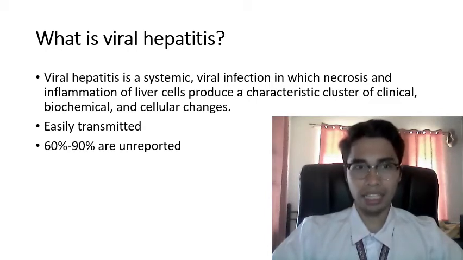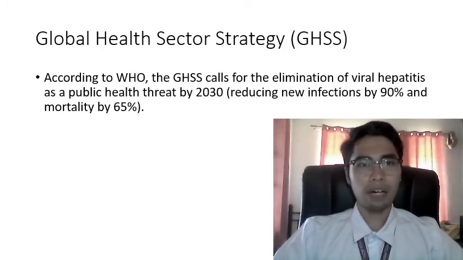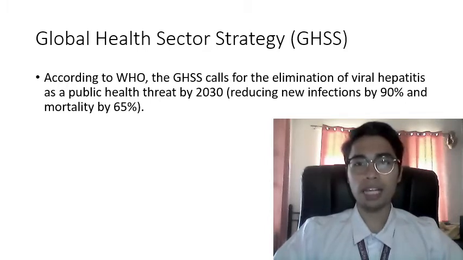And this viral hepatitis is very contagious or easily transmitted. Because of its highly contagious nature, 60 to 90% are unreported. And that being said, because of such cases of unreported cases, the global health sector strategy, according to the World Health Organization, has seen this as a problem. Therefore, they have a goal which calls for the elimination of viral hepatitis as a public health threat by 2030, which means reducing new infections by 90% and mortality rate by 65%.